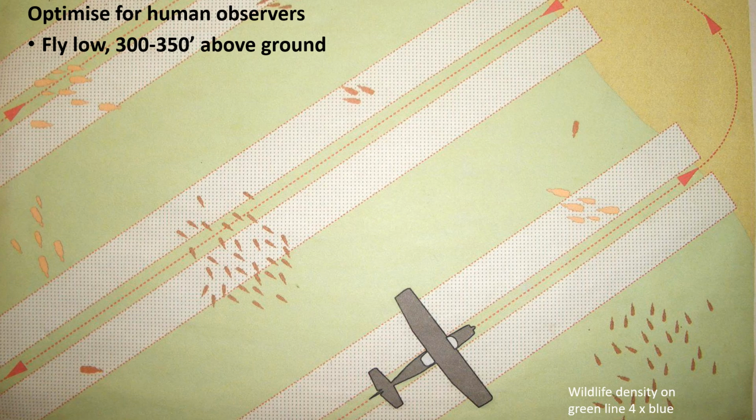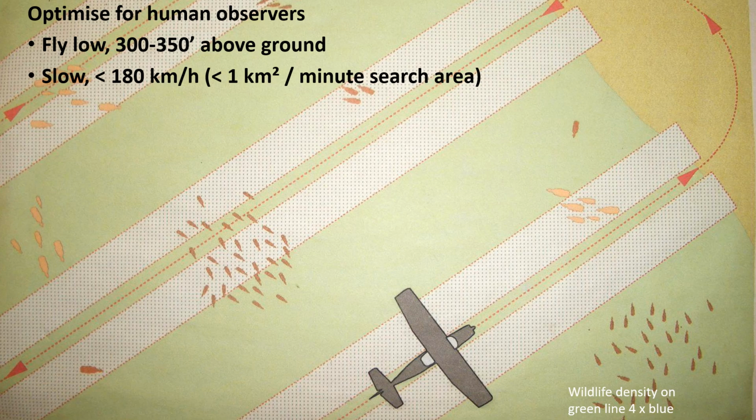We can fly high enough that the ground doesn't appear to be moving too quickly below us, which means about 350 feet above the ground. We're flying slow so that humans have a good chance to see things, and the standard is to have less than 1 square kilometer per minute of area searched.